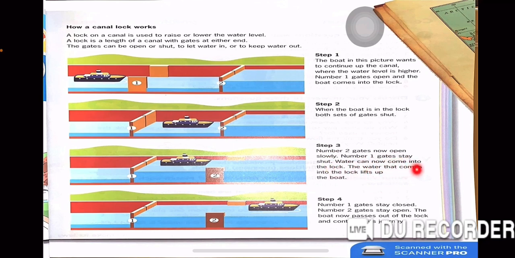Water can now come into the lock. The water that comes into the lock lifts up the boat. Step 4. Number 1 gates stay closed. Number 2 gates stay open. The boat now passes out of the lock and continues its journey.